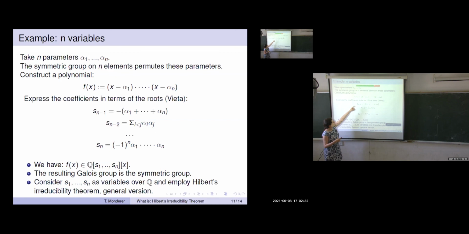And the point is if our alphas started out as just parameters, like they don't live anywhere, they're formal symbols. Then these Sn's are actually foreign symbols to the rational numbers as well. They don't live there. So we have basically the same setting we had before. We have a polynomial in a lot of parameters. And Hilbert's Irreducibility Theorem, the many variable version, tells us that we can specialize and preserve the Galois group. So we have infinitely many polynomials with the full symmetric group as their Galois group.